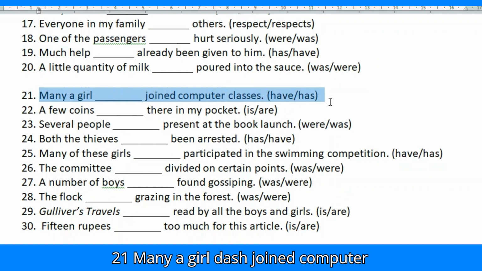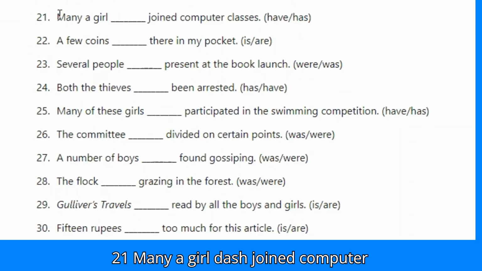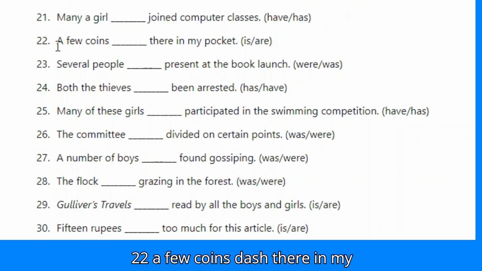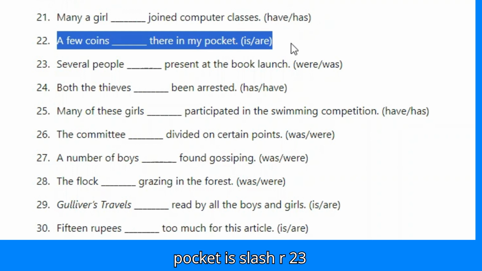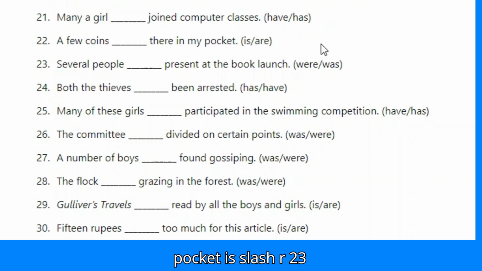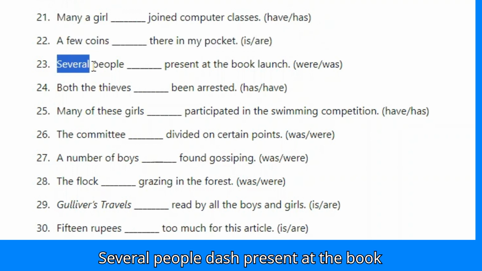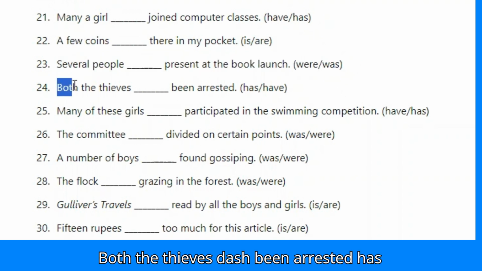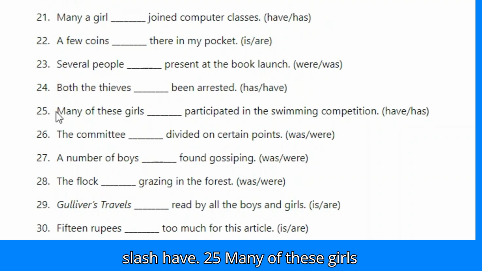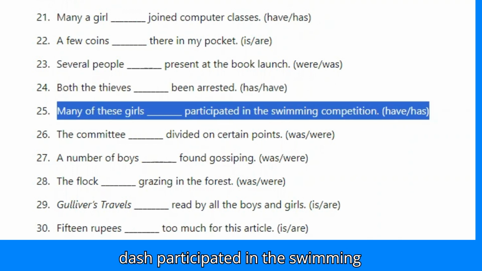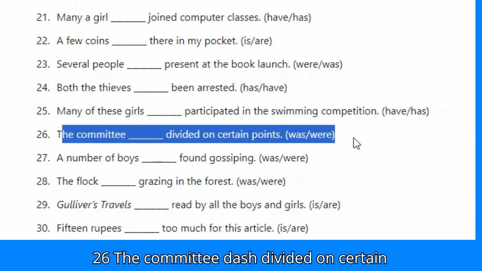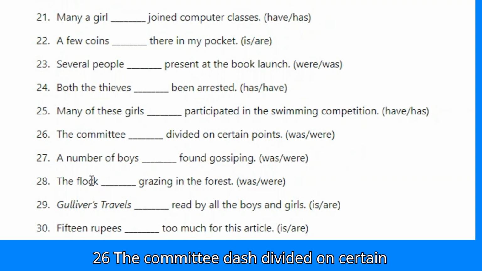20. A little quantity of milk poured into the sauce. Was/were. 21. Many a girl joined computer classes. Have/has. 22. A few coins there in my pocket. Is/are. 23. Several people present at the book launch. Were/was. 24. Both the thieves been arrested. Has/have. 25. Many of these girls participated in the swimming competition. Have/has.